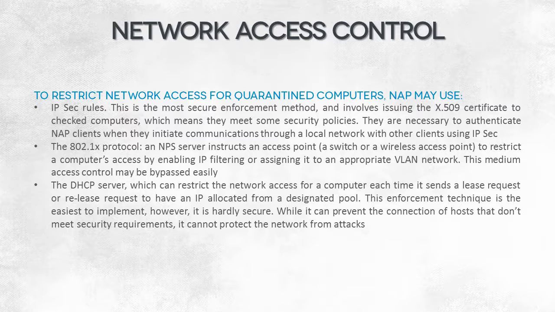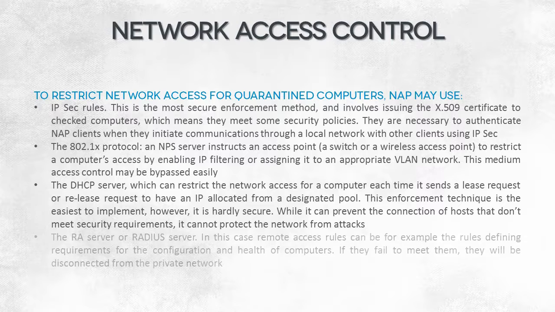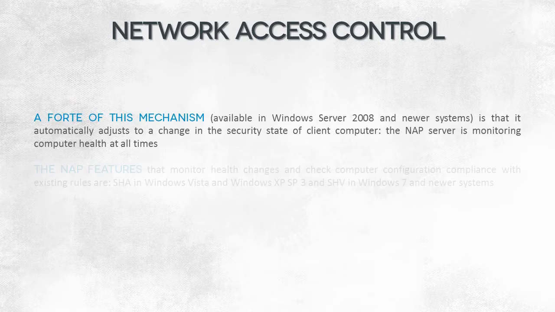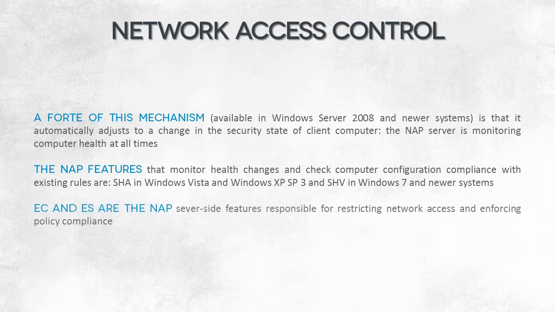A DHCP server with two address pools grants addresses from pool A to computers that meet the policy's requirements, whereas to computers that don't, it grants addresses from pool B. Clients that connect remotely to our network can also be verified by the Radius server. The mechanism described, implemented in the way that's usually done in Windows, has one more important advantage.